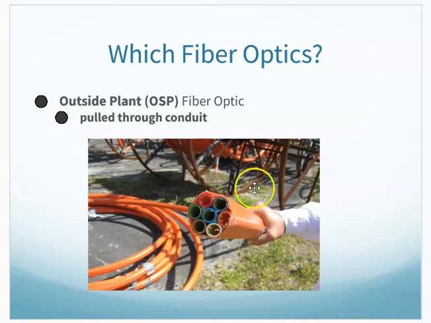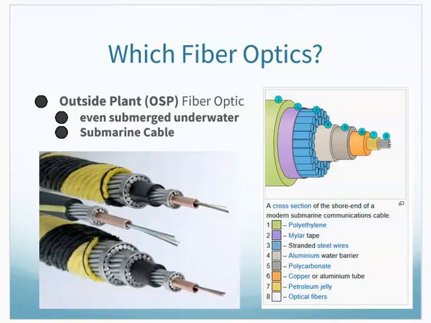Other fiber optic might actually be pulled through conduits. Many times you'll see this actually being installed along the road. It's a large tube of smaller tubes, and then through those conduits you can pull your fiber optics. So that could be a form of connection underground as well. You can even have fiber optics installed underwater, under the ocean, on the ocean floor. We mentioned this earlier.